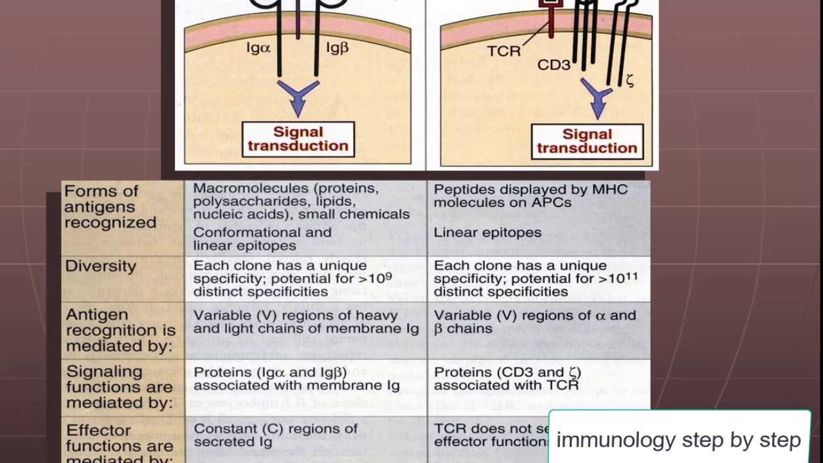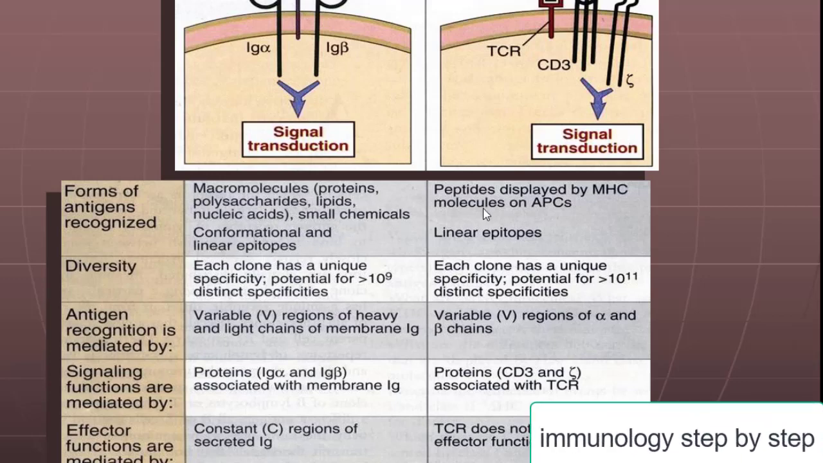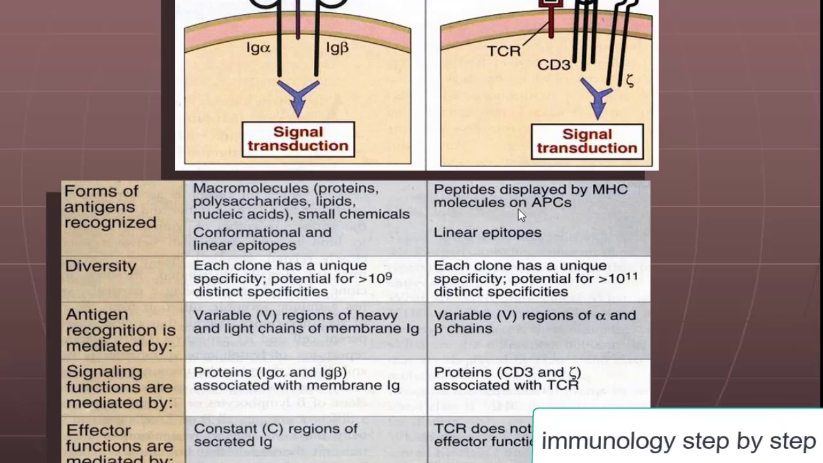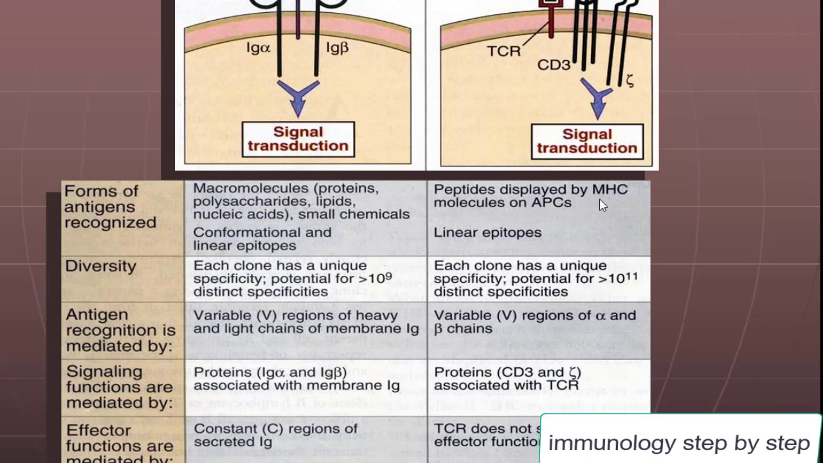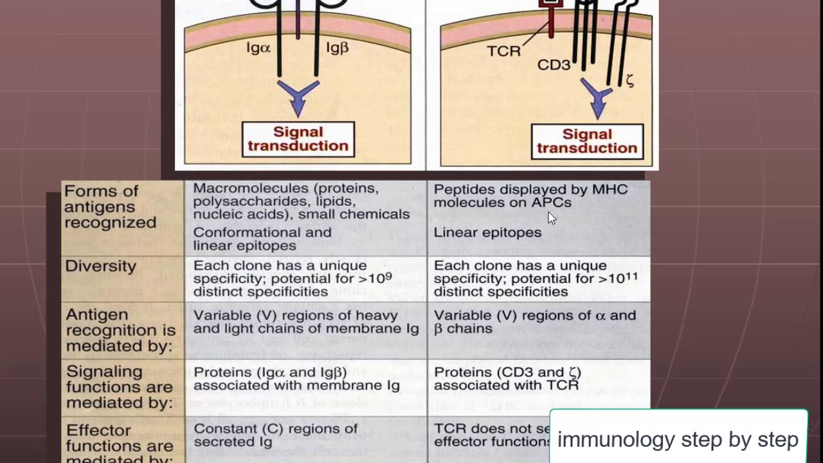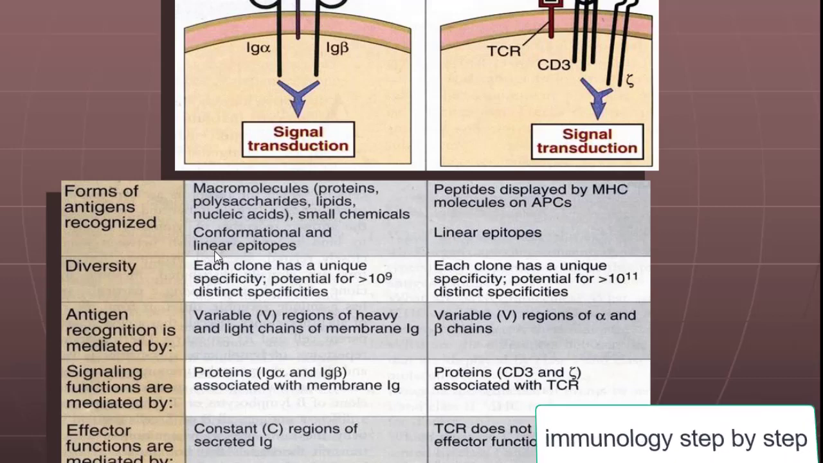From antigen recognition: macromolecules, protein, polysaccharide, lipid, nucleic acid, small chemicals, conformational and linear epitopes. Here, in the T cell receptor, peptide is displayed by the major histocompatibility molecule on antigen presenting cells. This is linear epitopes.